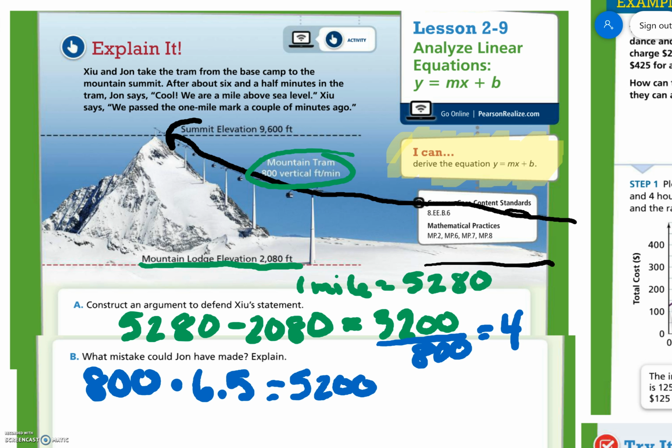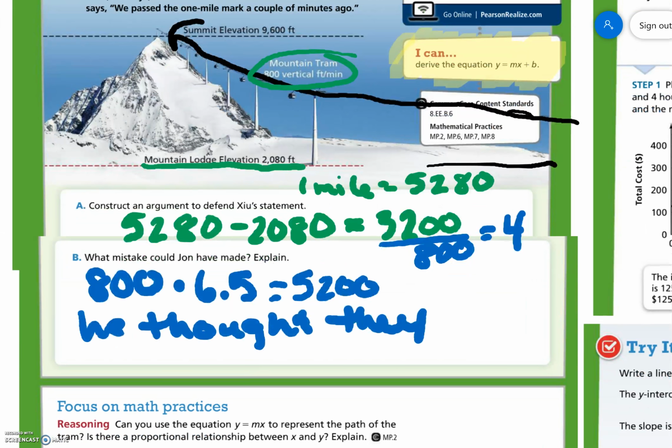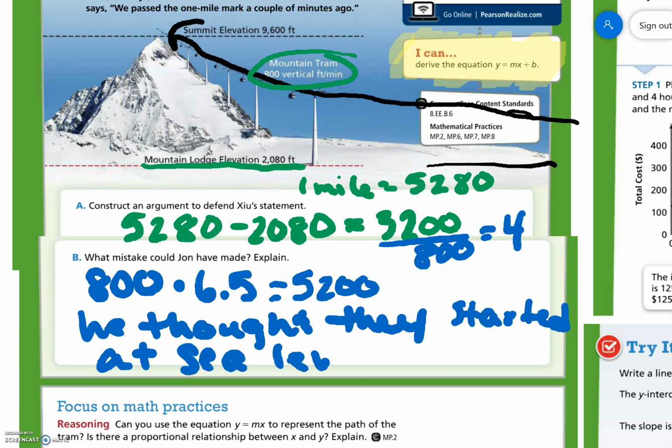So John could have made the mistake thinking they started at sea level. But we know they started at 2,080. Remember that start point is our y-intercept? We're going to connect last lesson to this lesson.